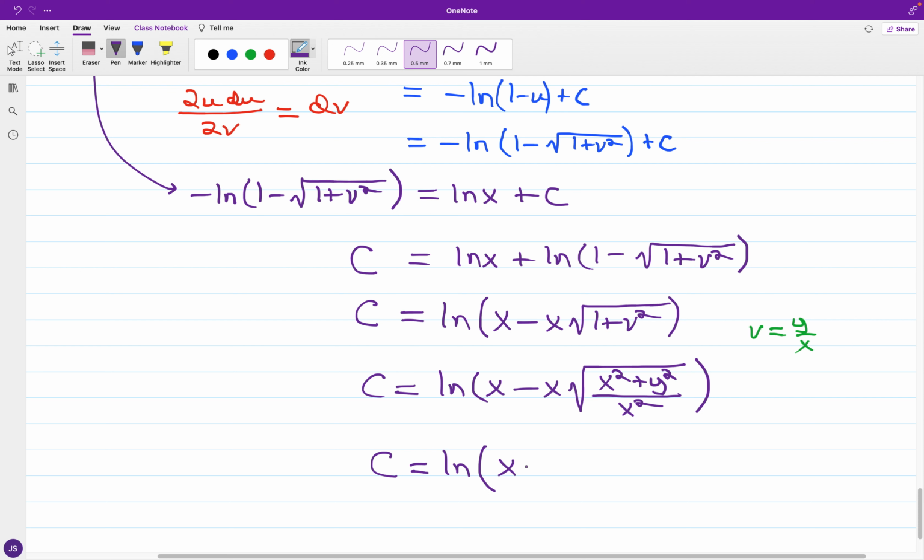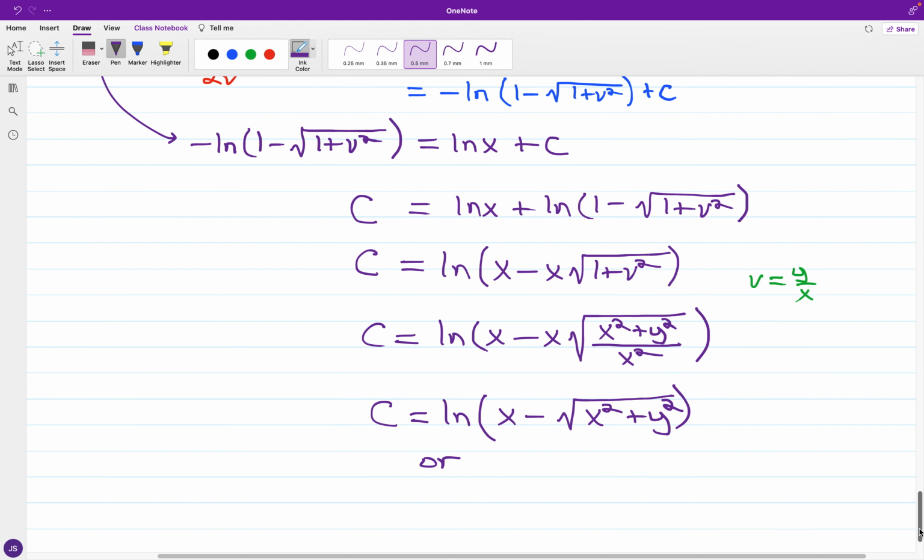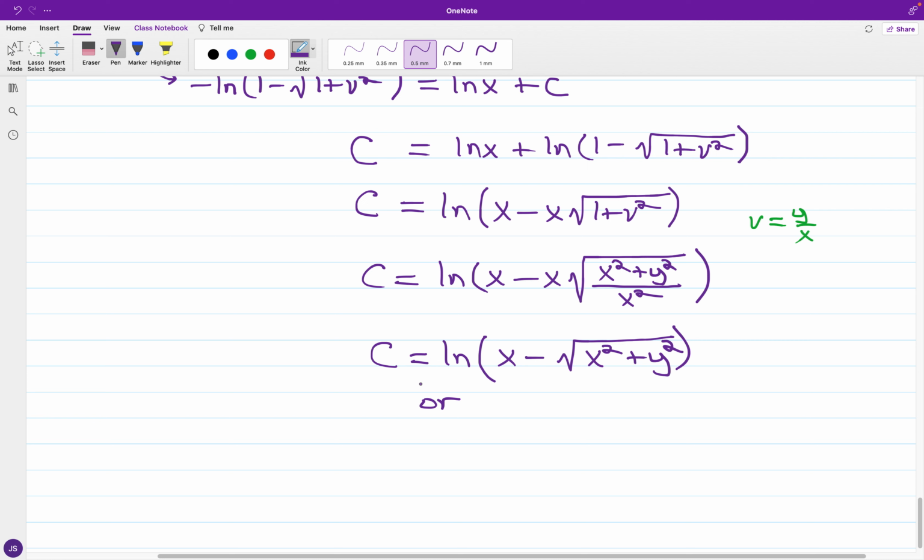And so this will come down to the natural logarithm of x minus the square root of x squared plus y squared. And another way that I can express this is that if I take both sides as powers to which the natural logarithmic base e is going to be raised, we can just say that we have alpha is equal to x minus the square root of x squared plus y squared. And either answer is acceptable.